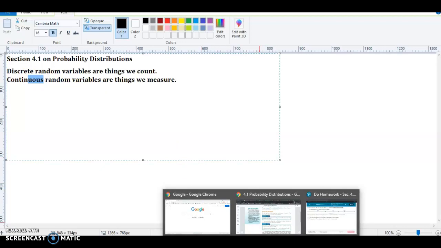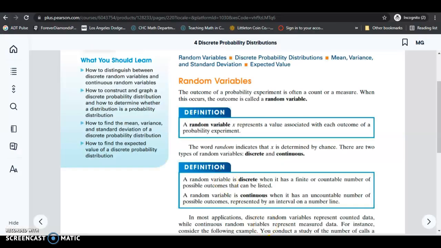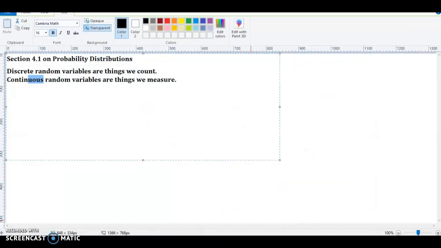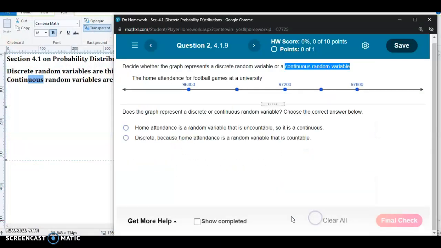Okay, so based on the definitions in the book, and the alternative definitions that I just shared with you, you would answer those questions accordingly. For example, the home attendance for football games at a university. Decide whether that's something you count. Do you count the number of people in attendance, or do you measure them? That will tell you how you're going to answer the question.